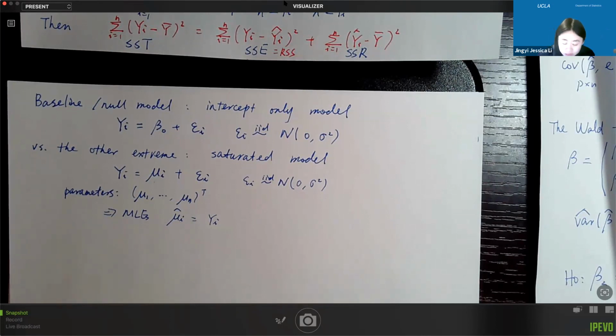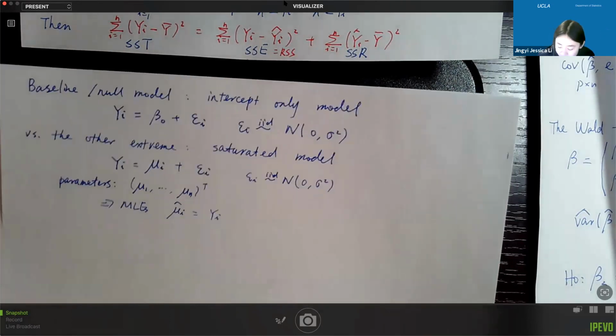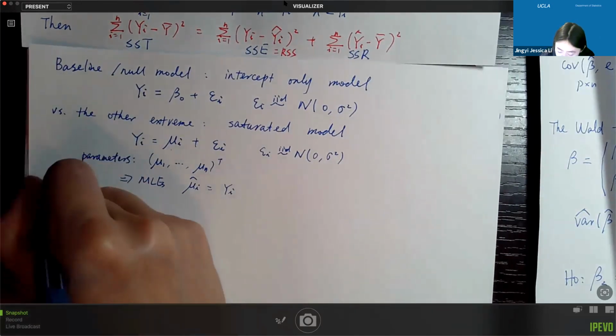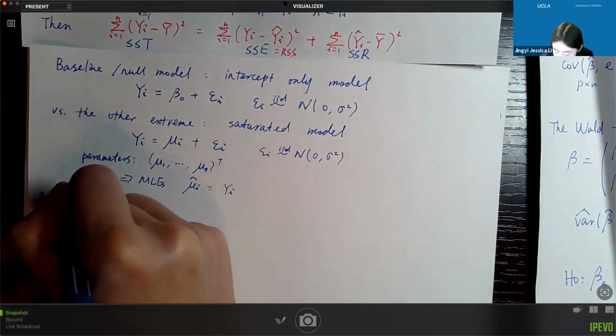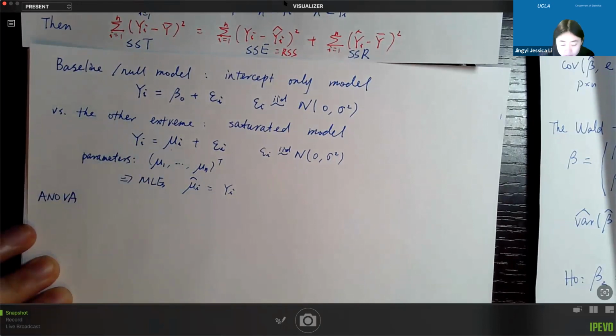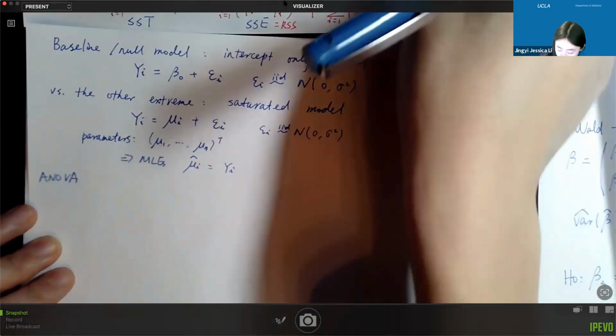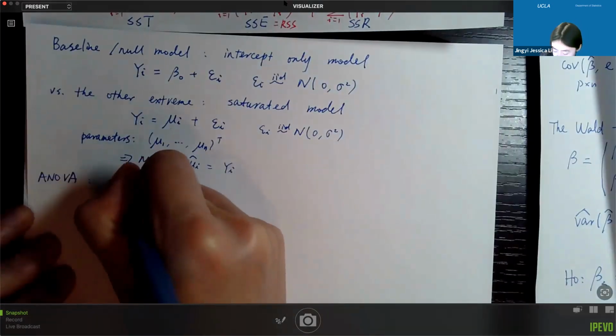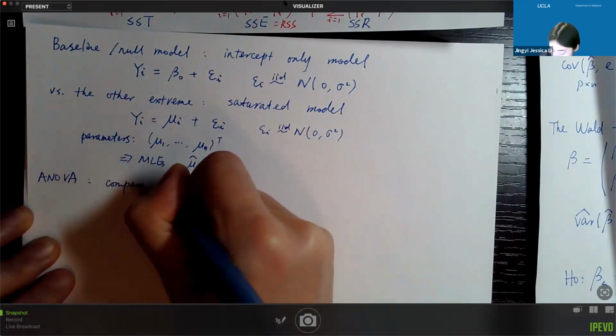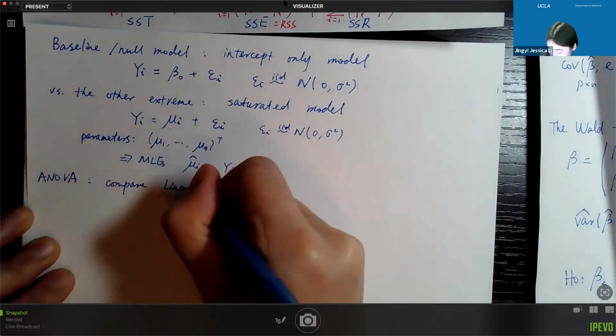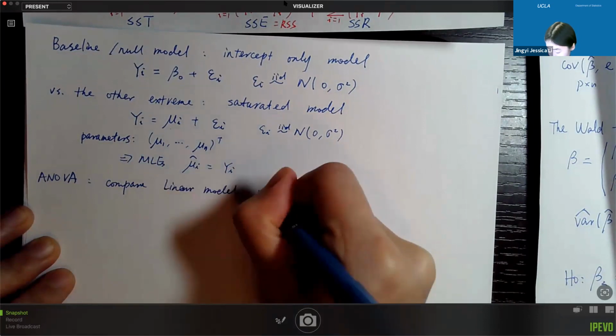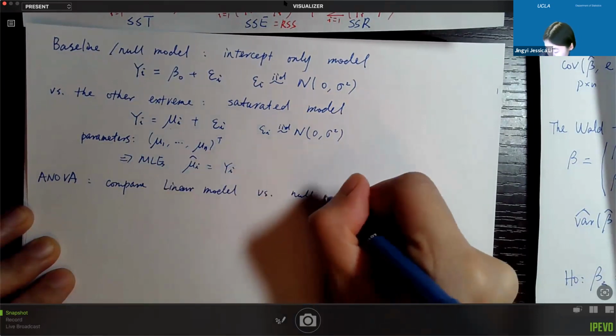Okay, so now let's look at ANOVA. The ANOVA table is to compare a linear model to the null model, to the intercept-only model. So what we do is compare a linear model versus the null model.